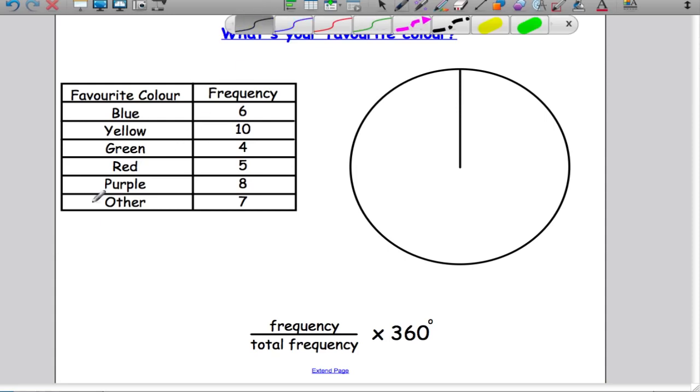So we get that by adding up all the frequencies. So 6 and 10 is 16. And 4 is 20, 25, 33, and 7 is 40. So there were 40 people asked in total.